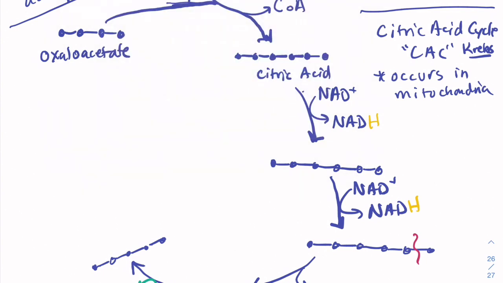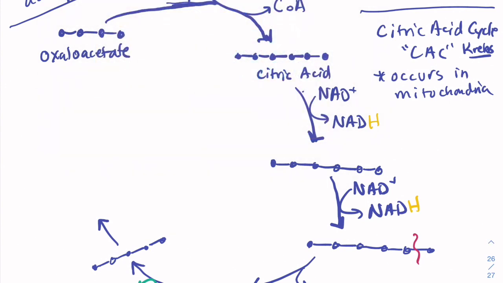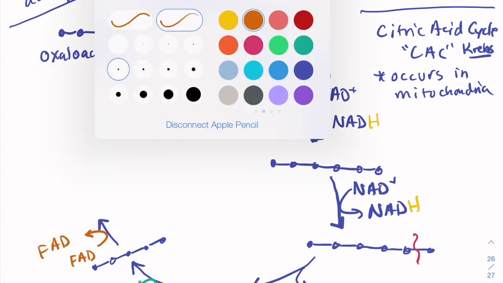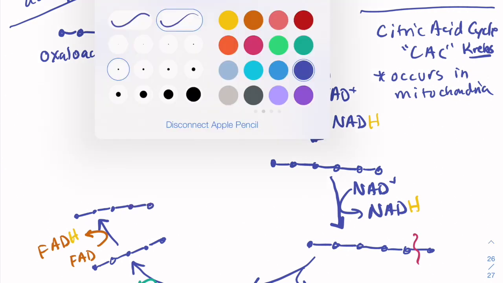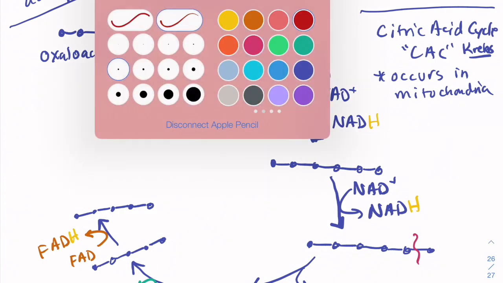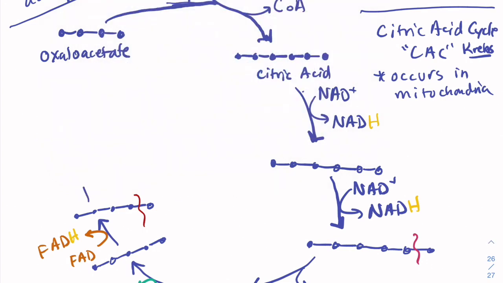Back to blue here. And then, ooh, one we haven't seen yet, anyway. Let's do something in orange here. This FAD thing rips out 2 hydrogens and becomes FADH. Back to blue. 1, 2, 3, 4, 5. And in the next chemical reaction, one of these carbons gets chopped off again and is released as CO2. And so I'm going to show a CO2 molecule coming out of there. There's one there. 1, 2, 3. So we're left with just 4 carbons now.